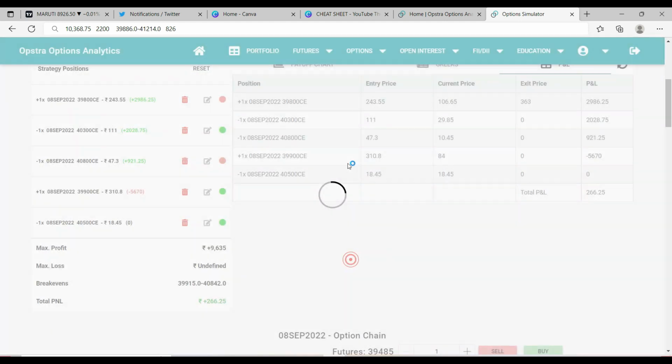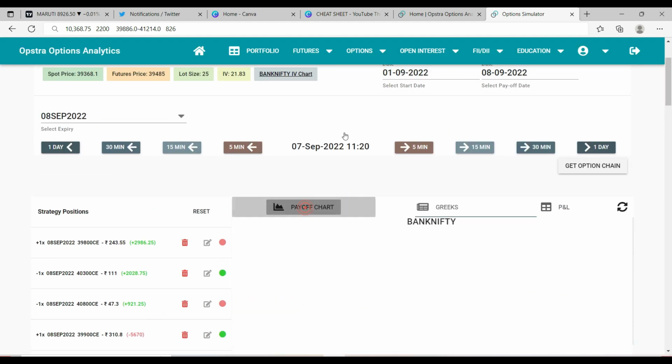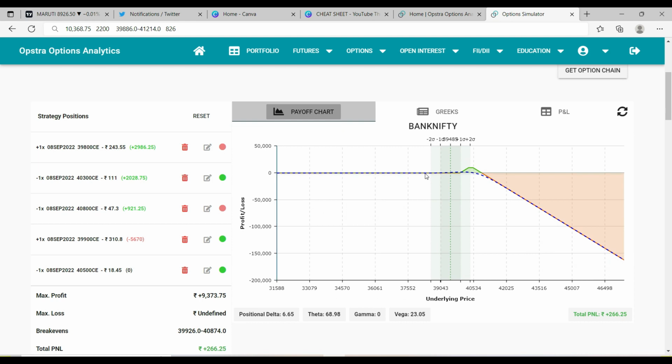Okay, that's it. The moment I do this, check your loss. Your loss is only how much? 626 now. Your loss is only 626. So from 40,800, we bought 40,500. Your loss is only 600. Your maximum loss would be 626.